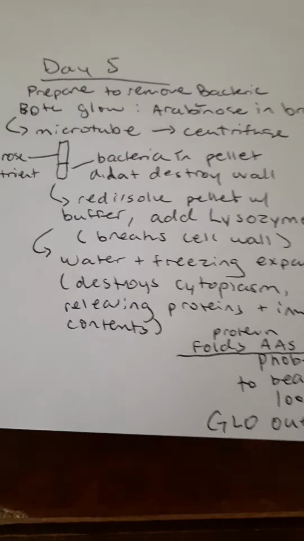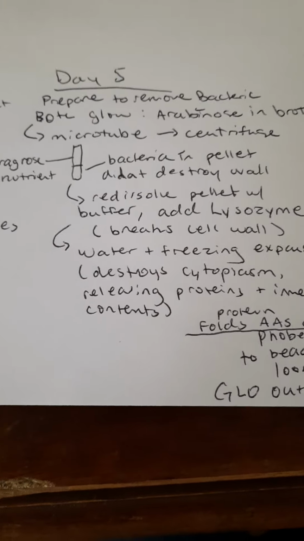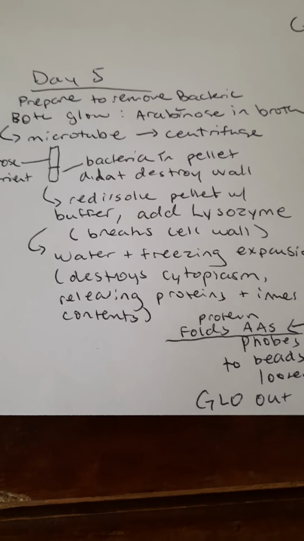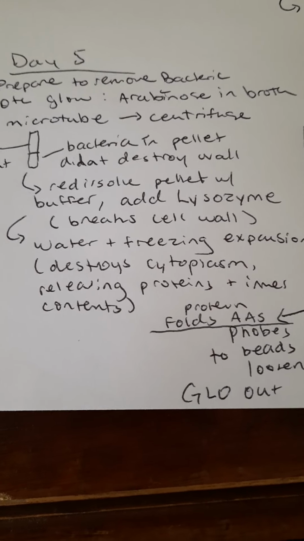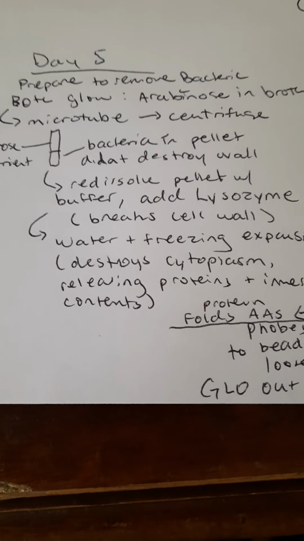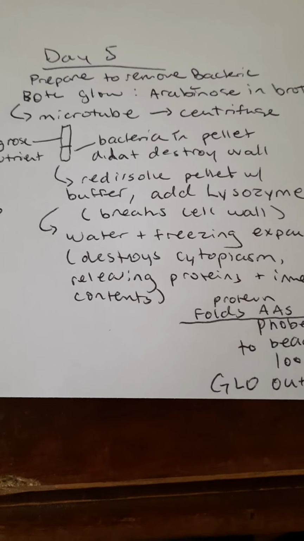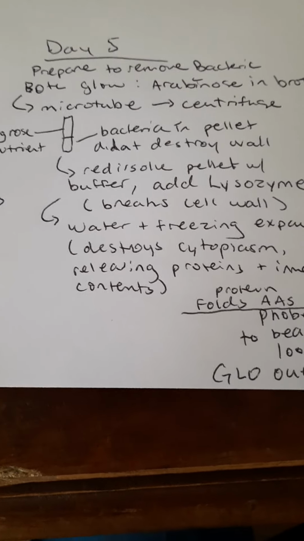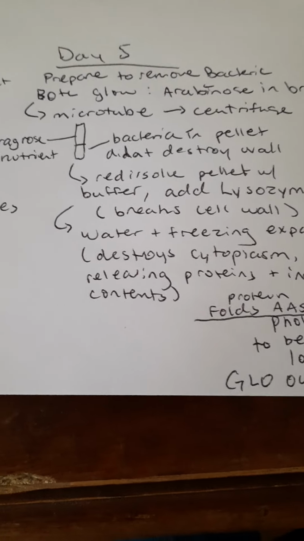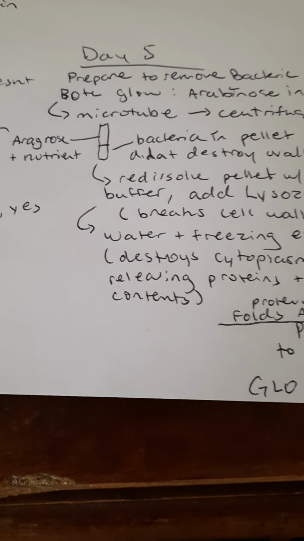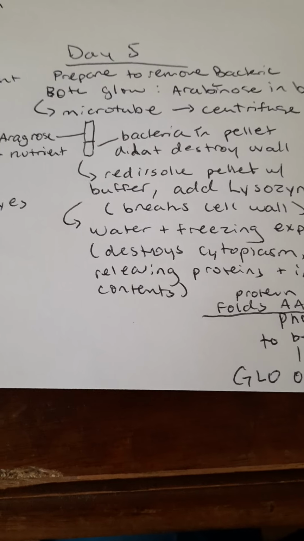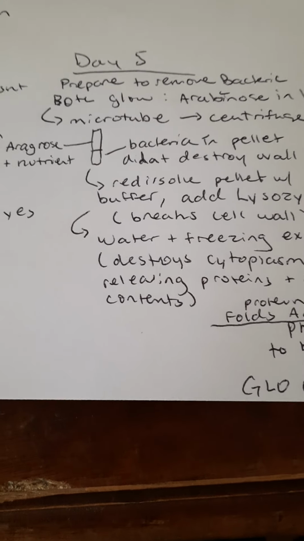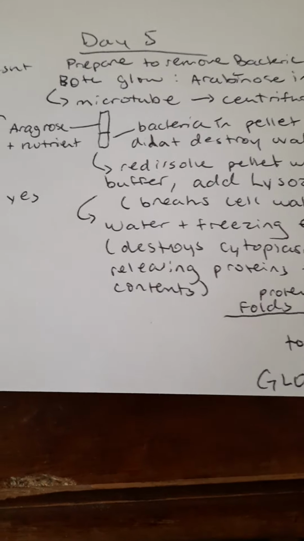On day 5, we prepared to remove the bacteria. So they both glowed in the broth in those culture tubes. So that must mean arabinose was in that broth. So we move them to the microtube, and the centrifuge, this thing that spins it around with centrifugal force, will separate it by weight. But not chemically. We want to separate the protein by chemical means later on to isolate it.